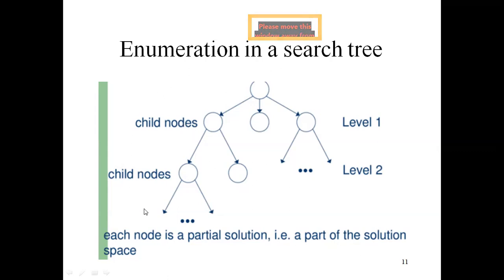See, the entire tree with solutions is the solution space, the state space. The intermediate nodes, after you have expanded them, are partial solutions. You have not reached the complete solution.